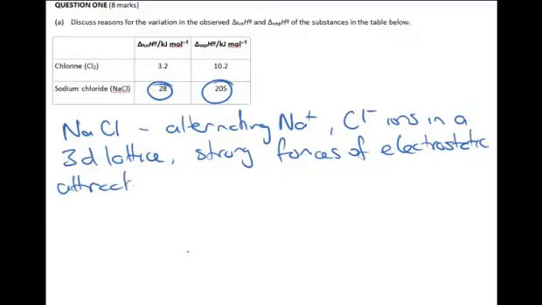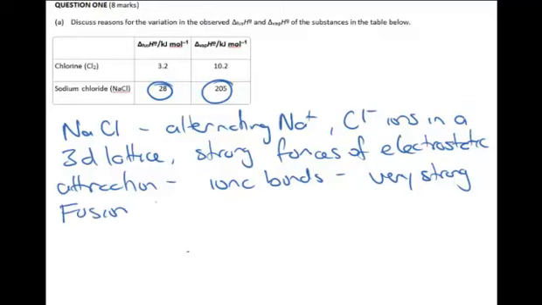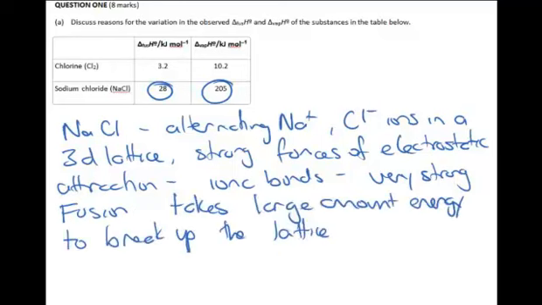Now I'll try and give as complete an answer as I can, and what I'm discussing is ionic bonds, which are very strong. So even to melt it, which is the fusion enthalpy going from a solid to a liquid, it takes a large amount of energy. So all I'd talk about is the amount of energy it takes to break up the lattice, because that's what's really happening when we're taking it from a solid to a liquid and putting in energy to do that.